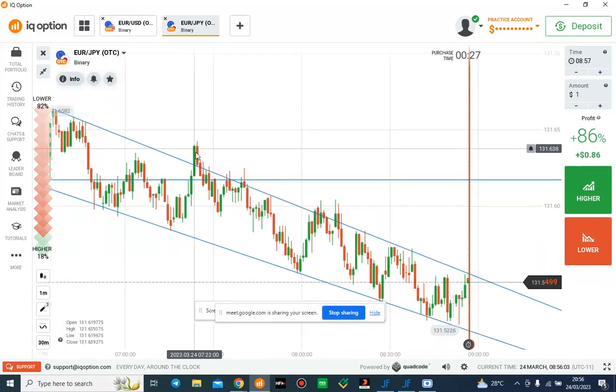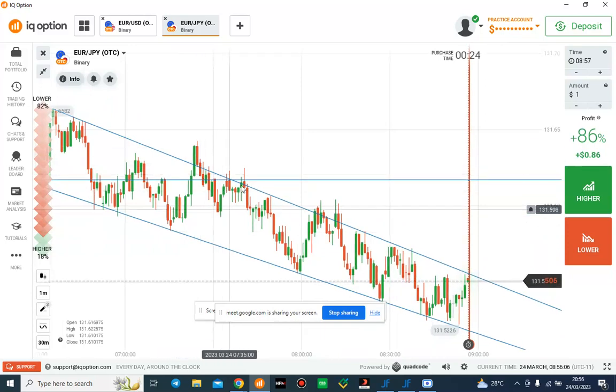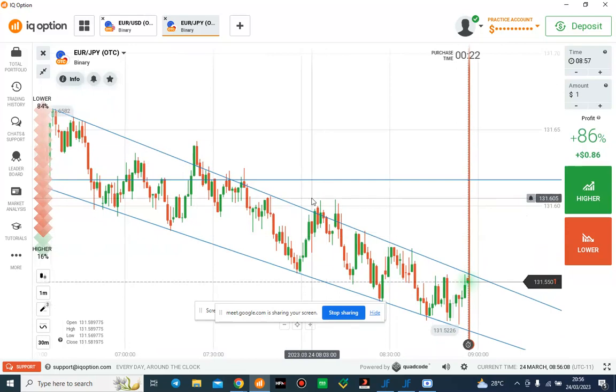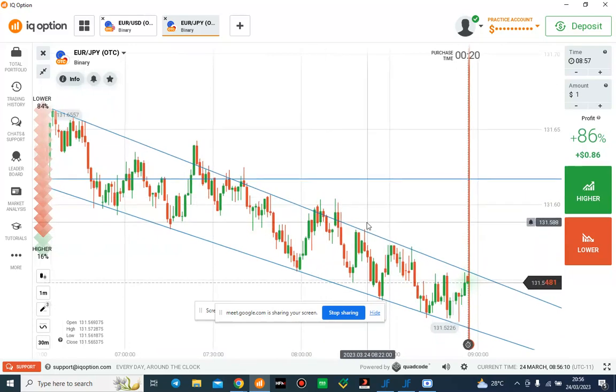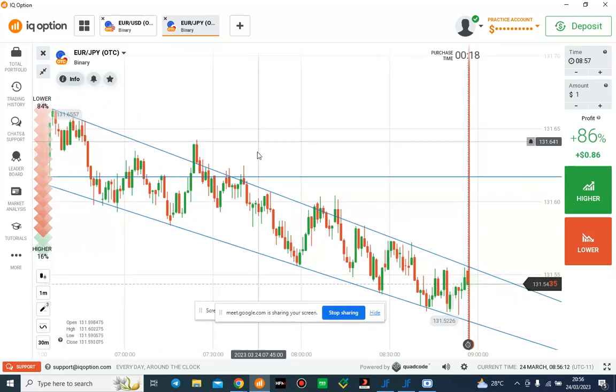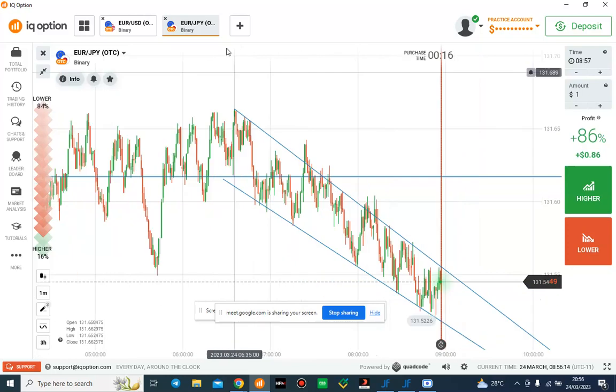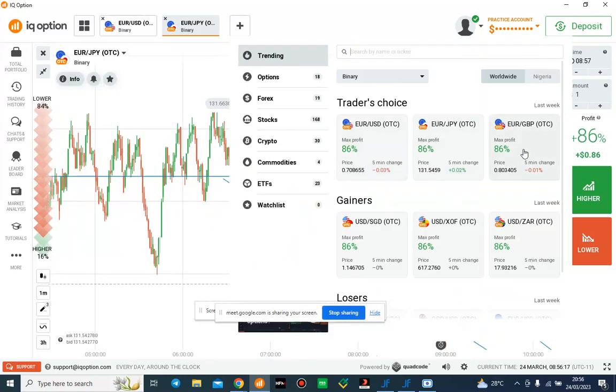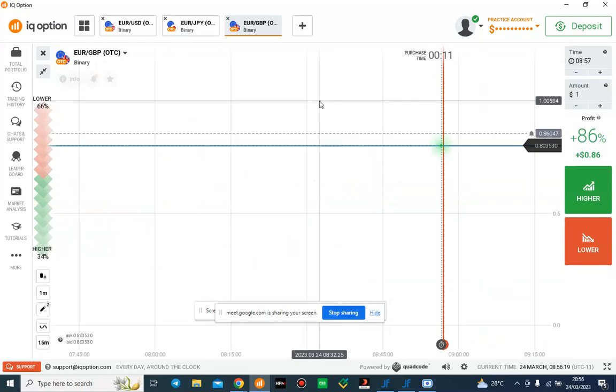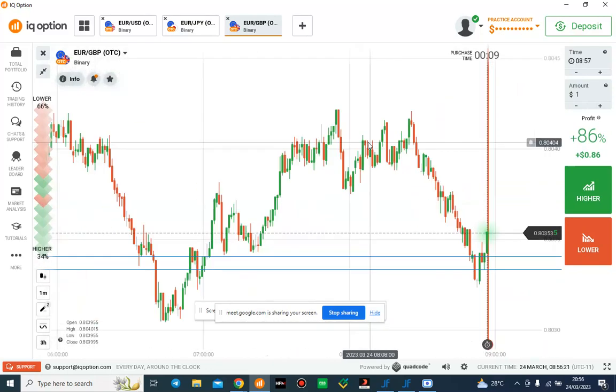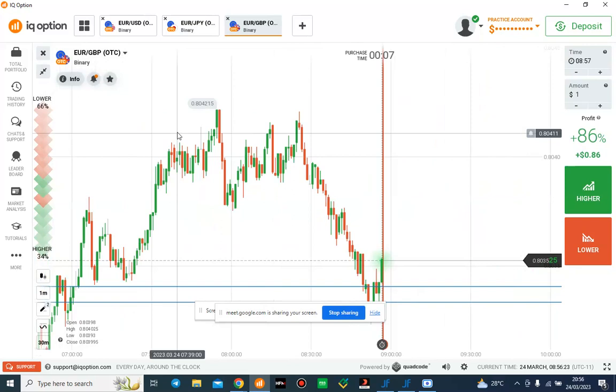But here we have this spike, the market comes back, then reverses. Here also the same thing, and here the same thing. So that is how you find a false breakout. Let me give you two more examples.